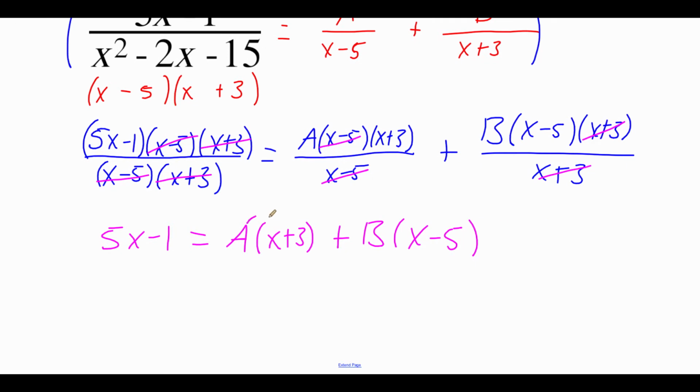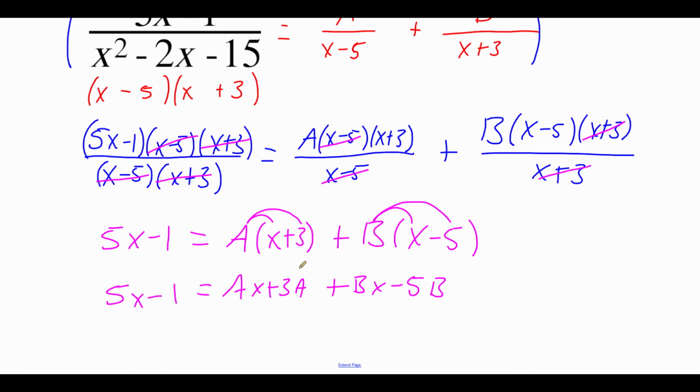Now I'm going to take this a and distribute it in. So we get ax plus 3a. And I'm also going to take this b and distribute it in. So we get bx minus 5b on the right-hand side. And on the left-hand side, we have the 5x minus 1.